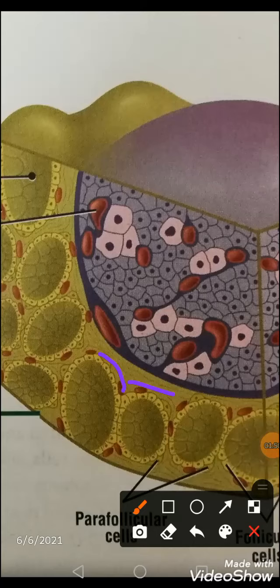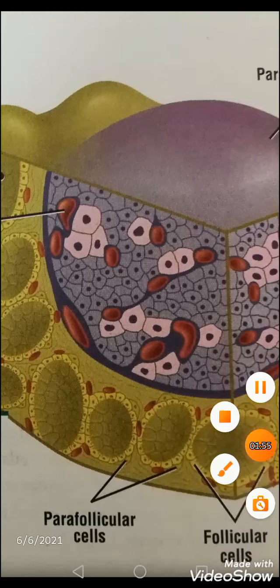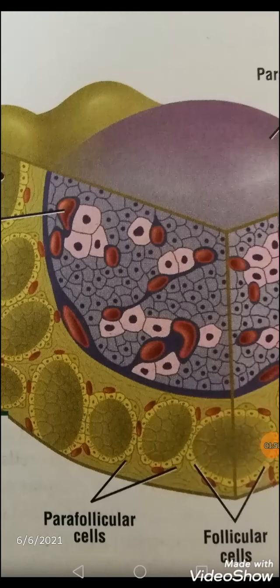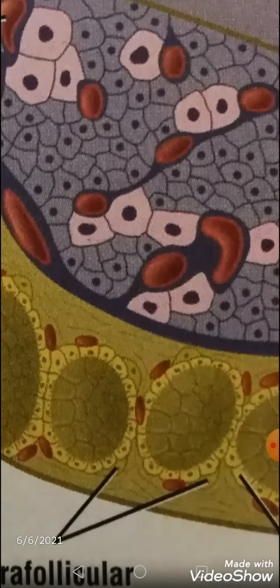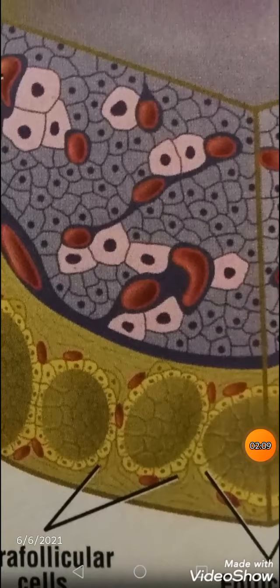And you can well observe that we have good vascularity all around in the parenchyma, and we expect lymphatic capillaries present in between, right? And there is another variety of cell, you name them parafollicular cells, right?